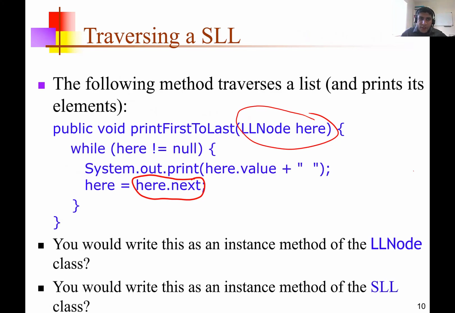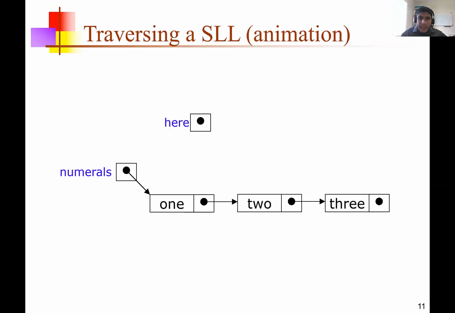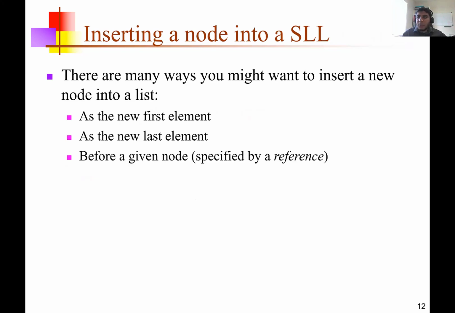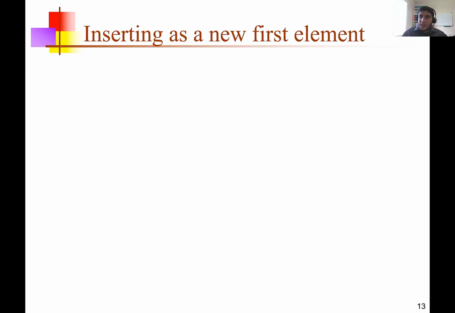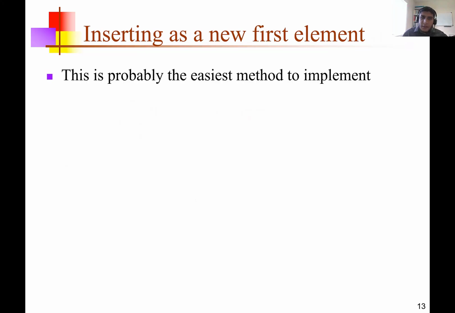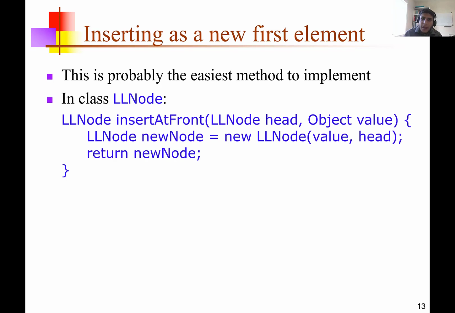So we have already traversed this. Now I want to insert an element. We said that there are multiple ways to insert things. Let's take the easiest one, which is inserting a new first element at the beginning. I already have the LL node class. Again, there are different ways of writing the method: I can write it inside the LL node class, inside the SLL class, or outside.